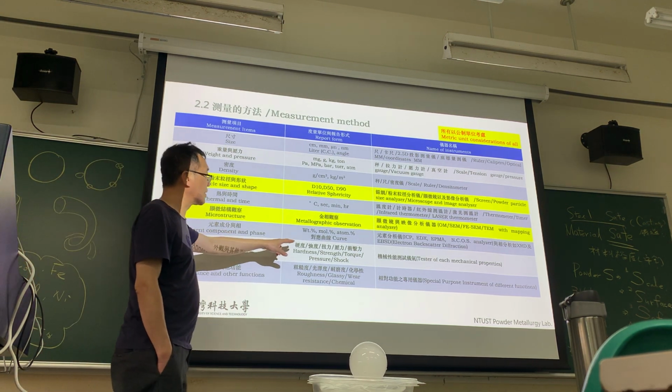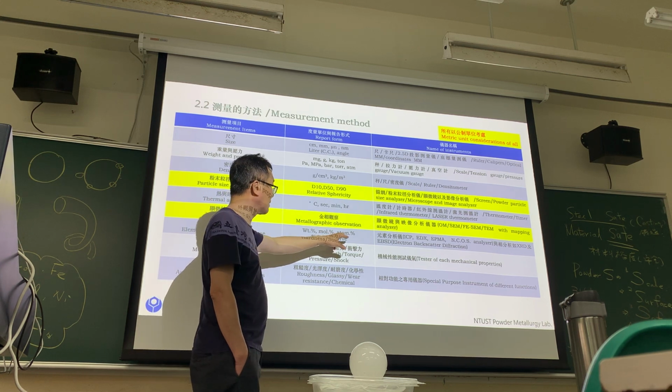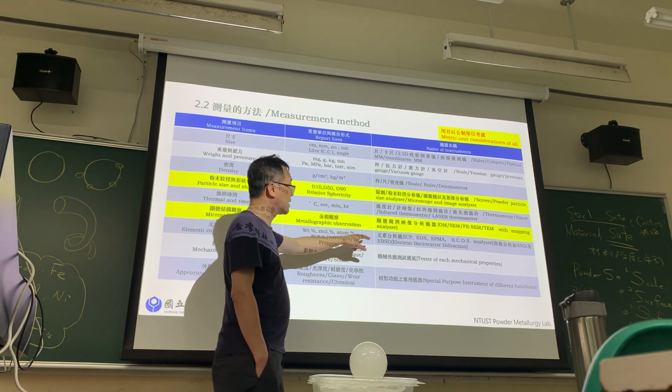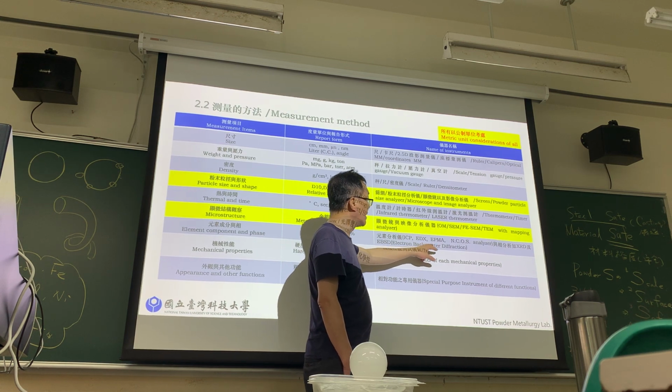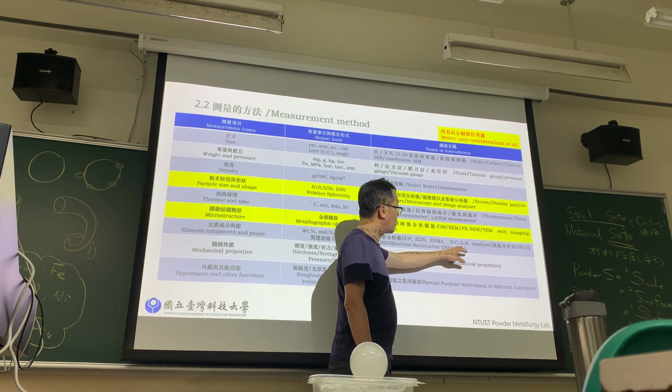Okay, then if you have to know the element composition and the space. You should know the weight percent, mole percent, atomic percent, something. You either use the ICP, EDX, EPMA, and so on for the element.